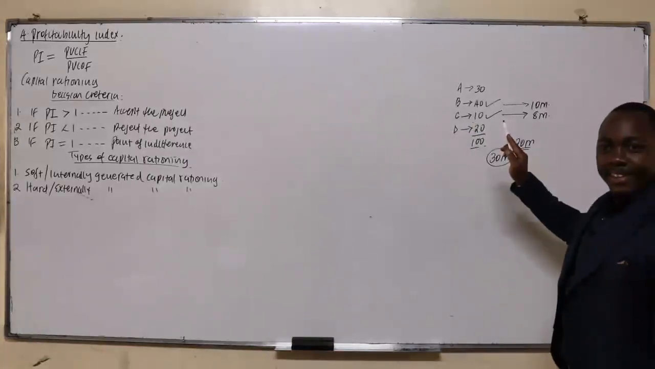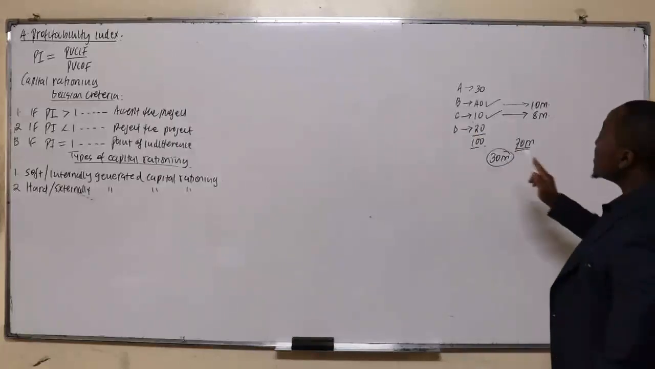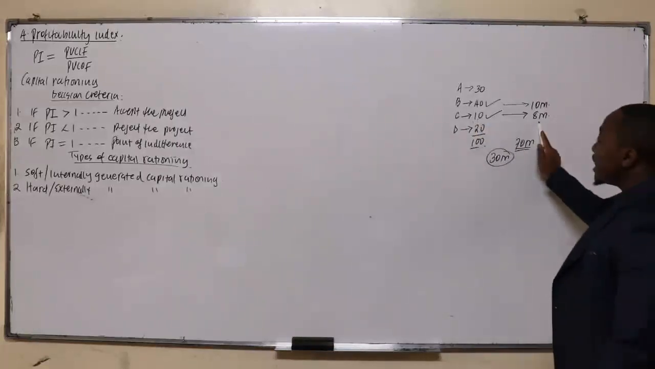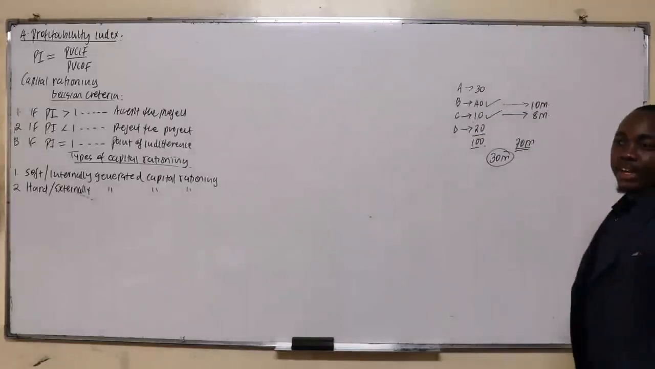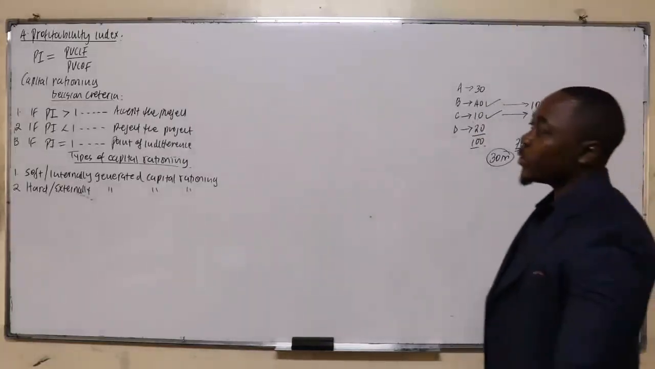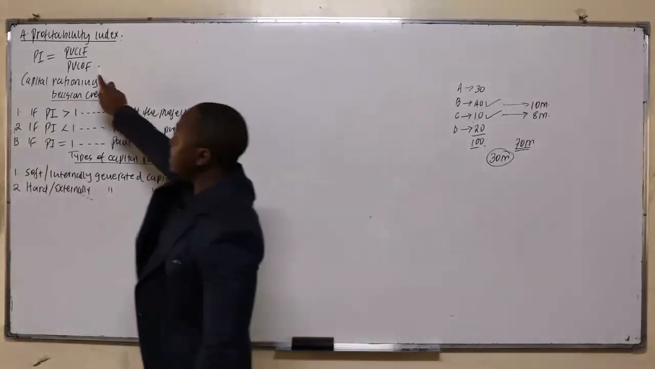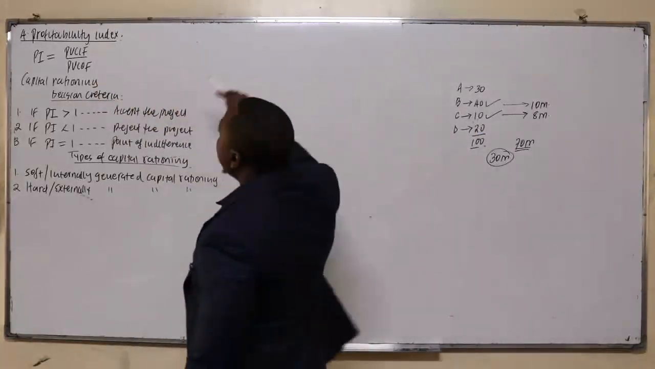Are you getting the ratio? That means this one you're only investing 10 to get 8. This one you're investing 4 times only to get 10. So in that case, you cannot use NPV. That's when we now use the profitability index, where you'll be taking the inflow over the outflow.